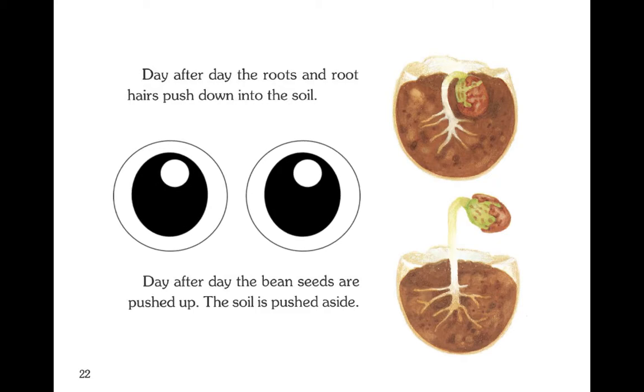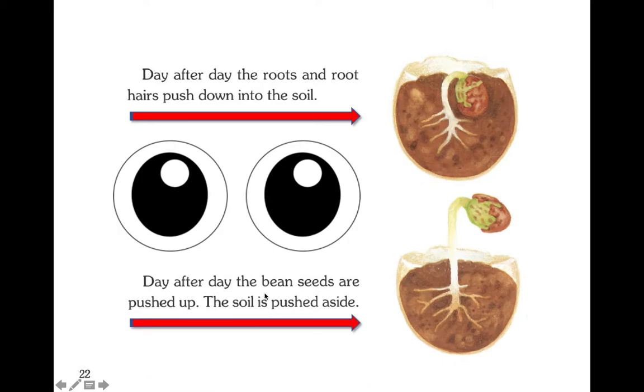And now I can see the text matches right up with the illustration. Hairs pushed down into the soil. Can you go ahead and point to where the hairs are, the root hairs? Yeah, I know because it's a picture here. And look, that does look like hair sticking off the roots. Then down here it says, day after day, the bean seeds are pushed up. The soil is pushed aside. Can you point to the part where the bean seed is pushing up? Yeah, look at it's going right up out. And then the roots are pushing the soil aside. All right, I love that the author was sure to include illustrations that would match the text to help us understand what's happening with that science.